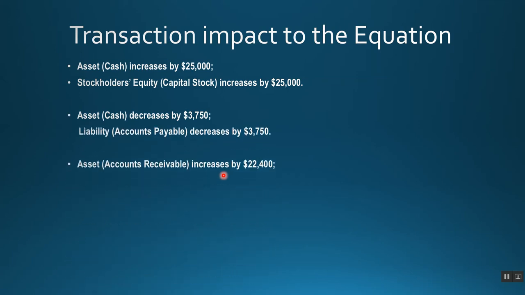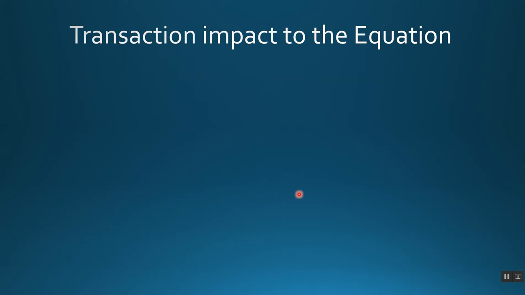So accounts receivable is increasing, not cash, but accounts receivable because we didn't receive cash. So we're waiting to receive the $22,400. And then revenue, which is an equity account, delivery service fees, is also increasing because that's what we earned. We did the work, didn't we? We delivered the product or delivered the service. $22,400.